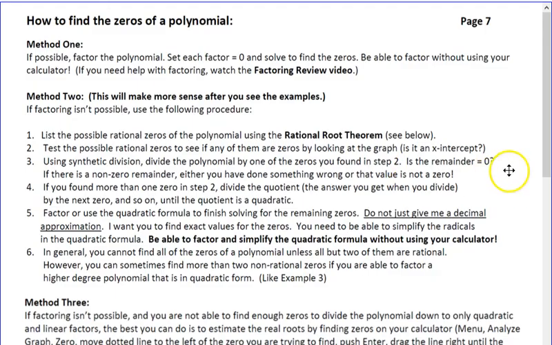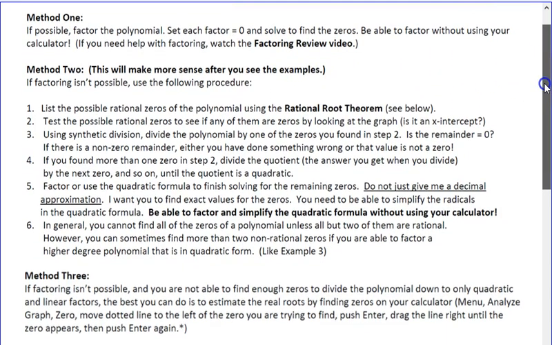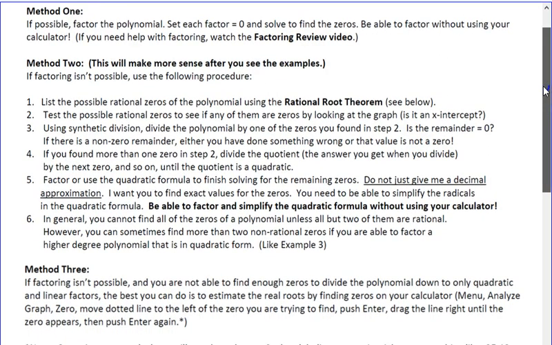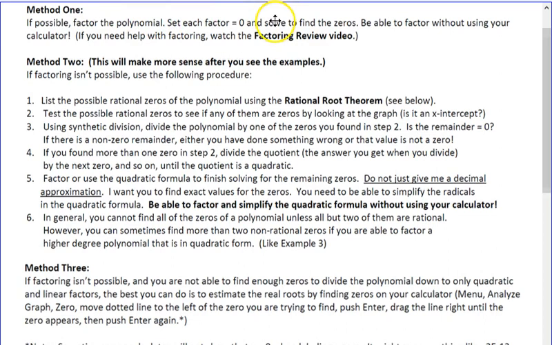So I want to go over to the next page, and I'm not going to read through this with you, but basically this tells you how to find the zeros of a polynomial. Method 1 is just by factoring, which is what we did with example 3. Method 2 was listing the possible rational zeros using the rational root theorem, and testing possible rational zeros to see if any of them are zeros by looking at the graph. So you could actually look at the graph first and then test, then try the rational root theorem, and then go through synthetic division, quadratic formula, etc.